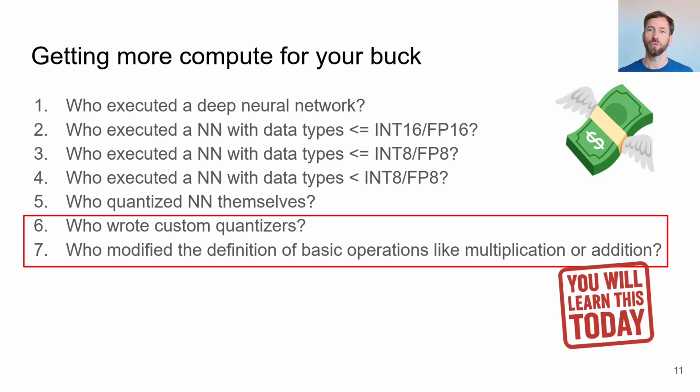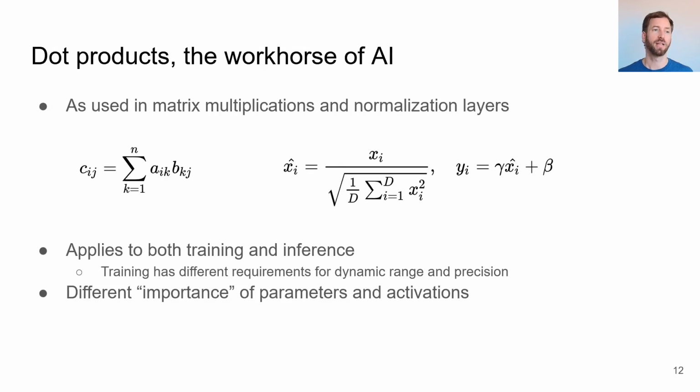So what compute actually dominates in the execution of neural networks? These are dot products. Dot products are the workhorse of AI. They are used in matrix multiplications. If you want to multiply matrix A with matrix B, then the elements of the resulting matrix C are the sum of the products across index K.